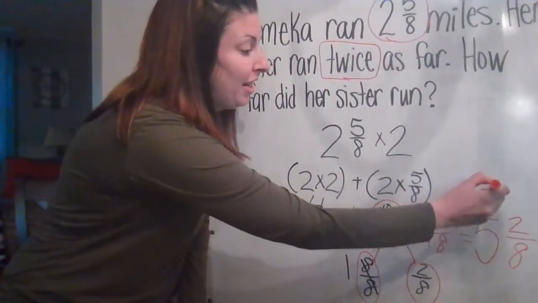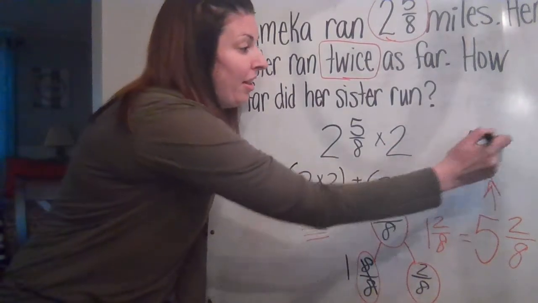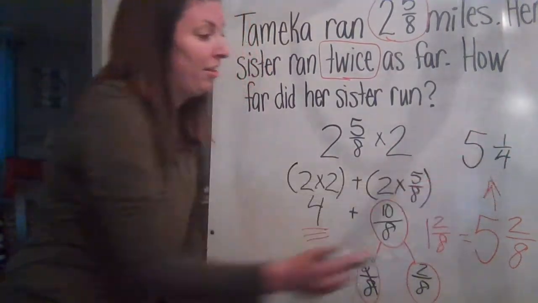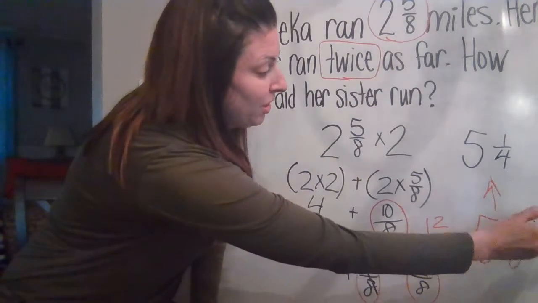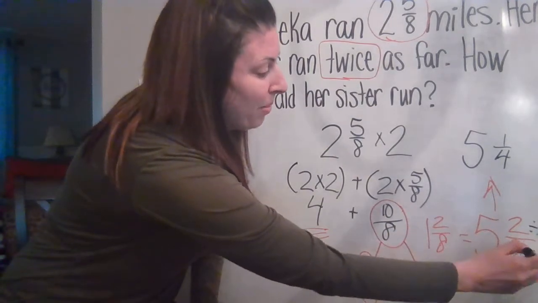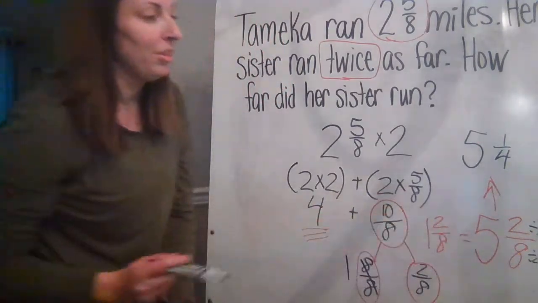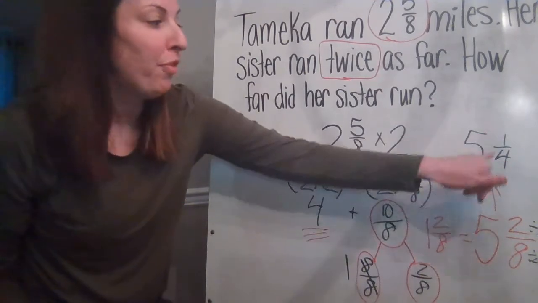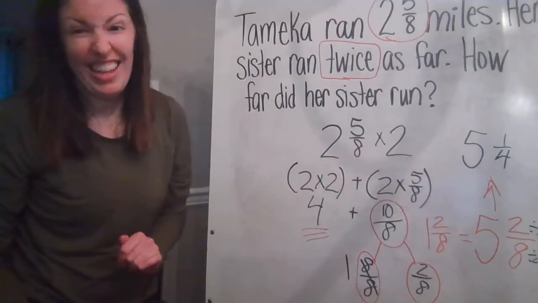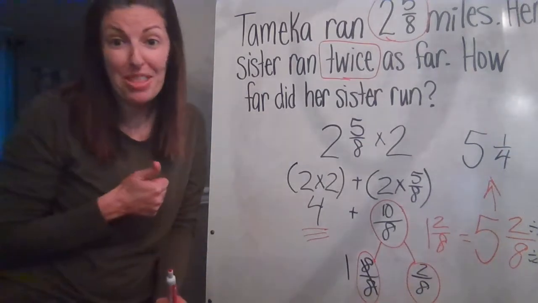If you reduced it, and I'll move it up here, you get 5 1/4. Because we can divide 2 divided by 2, which gives us 1, and 8 divided by 2, which gives us 4. And we know that 2/8 is equal to 1/4. So 5 2/8 is equal to 5 1/4. But if you didn't get that, that's okay, because we didn't really go over that. So how'd we do on this one?